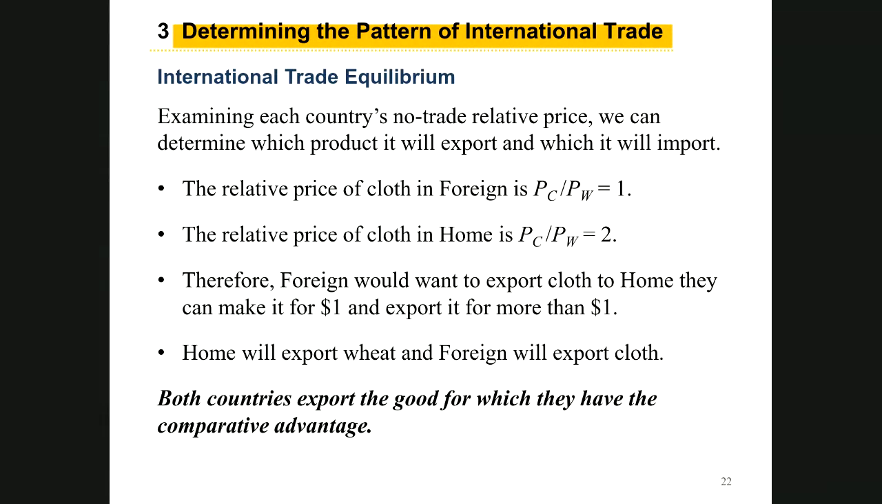PC over PW is equal to 1, right? I write like this before. In home country, it's 2. Therefore, foreign will want to export clothes to home, and they can make it for $1 and export it for more than $1. Right? So that's the reason why after the free trade, the relative price will be between those two.